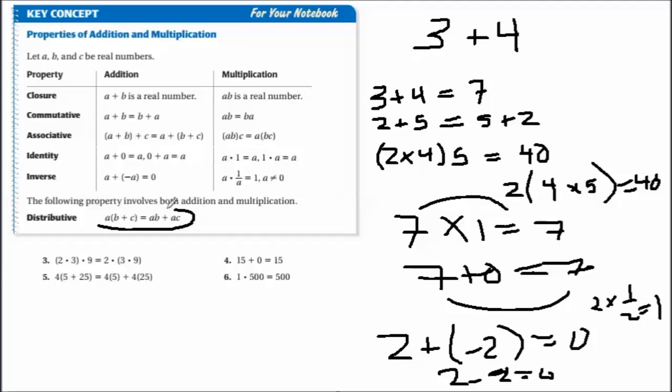And the last one's just distributive. You've done that a ton in algebra. We don't need to talk about that here. Finally, you just got to say which one this is. You got to identify. So let's just do it really quick.